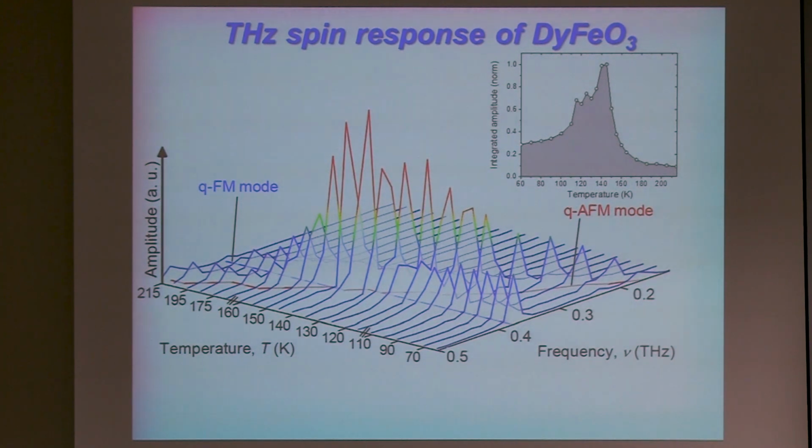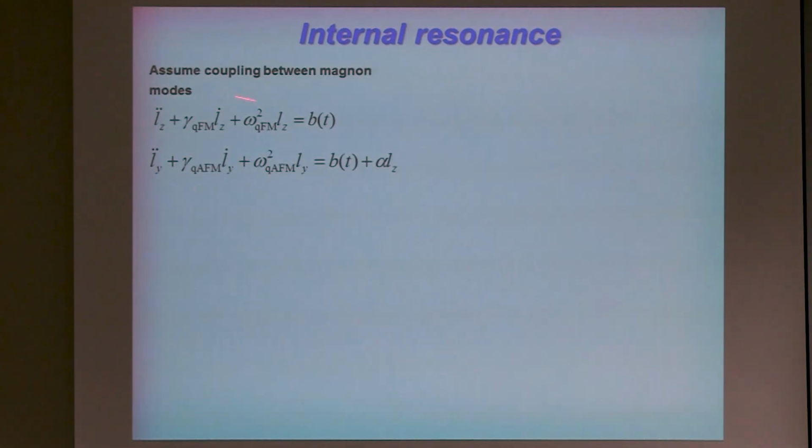So what can it be? This behavior resembles a behavior expected for the so-called internal resonance phenomenon. So imagine we have two harmonic oscillators, which in our case are these two modes of antiferromagnetic resonance, and we introduce some coupling between them. I took the simplest one, but the same effect will be observed for other coupling terms.